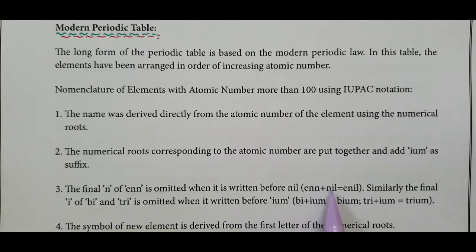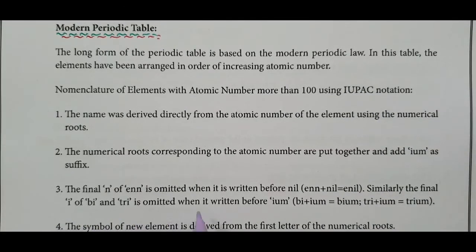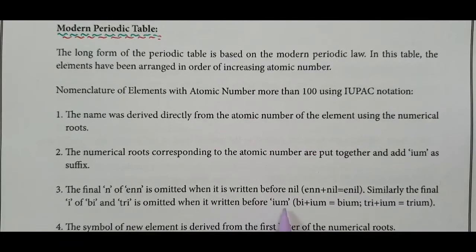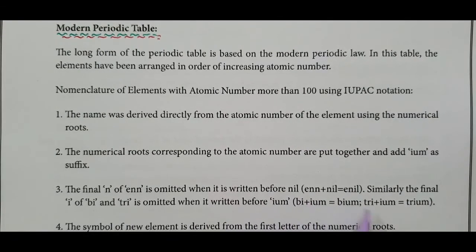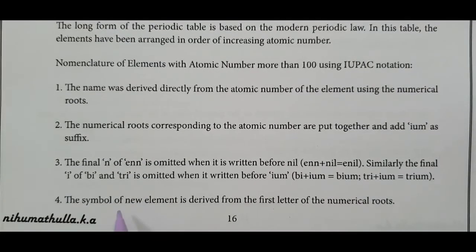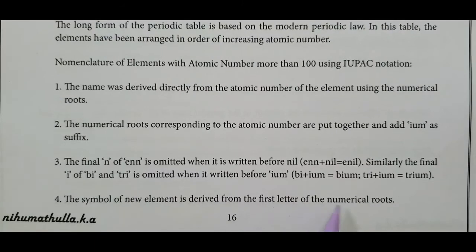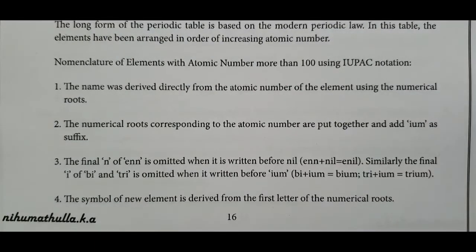En plus nil: this last n is omitted, giving "enil". Similarly, the final i of "bi" and "tri" is omitted when it is written before "ium". So "bium", the i is omitted, and "trium", the i is omitted. The symbol of the new element is derived from the first letter of the numerical roots.